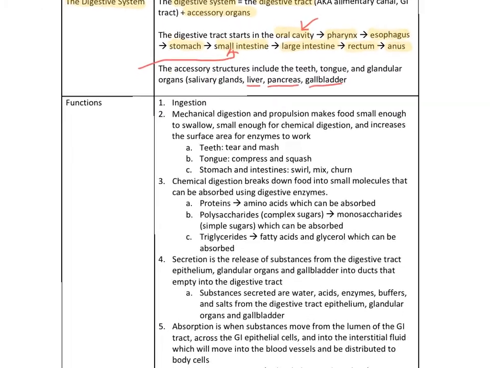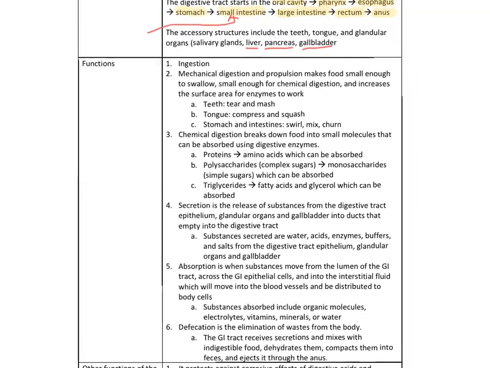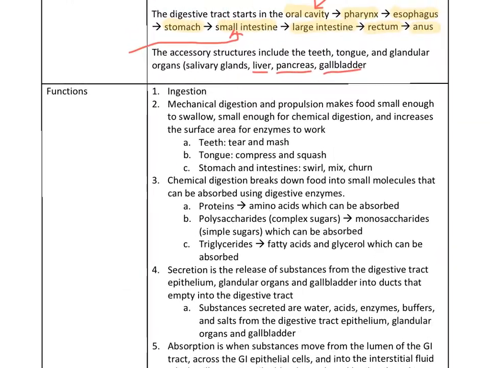So let's look at the functions of the digestive system. First of all, the first function is ingestion. That is just bringing food into the mouth. And then we have mechanical digestion, and mechanical digestion is where you're actually physically ripping and tearing and churning the food apart. And then propulsion is where you're moving the food down through the tract, because food will always be moving from the mouth all the way down to the anus.